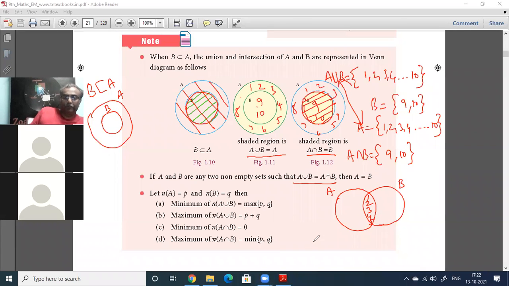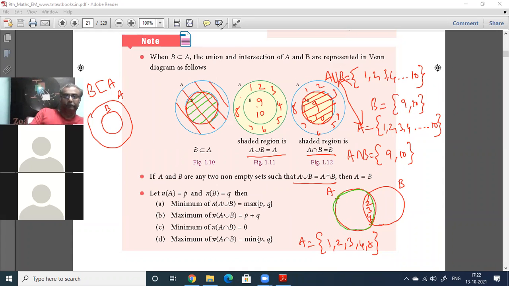Okay, 1, 2, 3, 4, 5. A is equal to 1, 2, 3, 4, 5. Okay. Because what is all coming inside A? What is all inside A? 1, 2, 3, 4, 5.